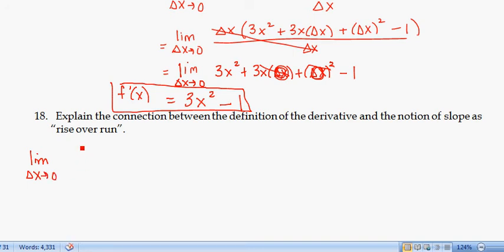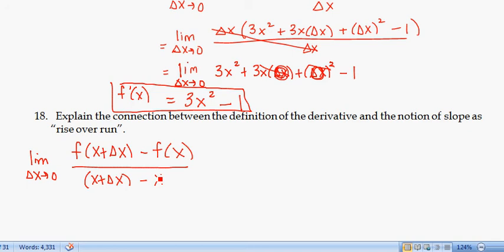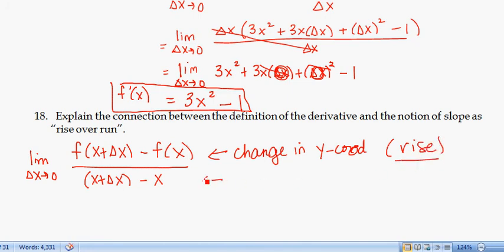Okay, number 18, explain the connection between the definition of the derivative and the notion of slope as rise over run. Honestly, at this point, I really hope you already know the answer to this question. It's appeared in a few of these videos and class. So when we think about the definition, if I look at this definition before I cancel out the delta x's, this literally is the change in the y coordinates, or the rise, over, down here, the change in the x coordinates, the run.